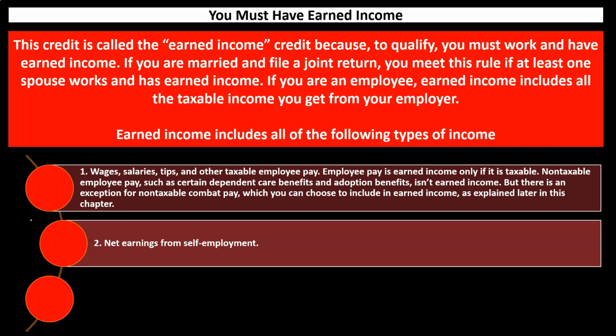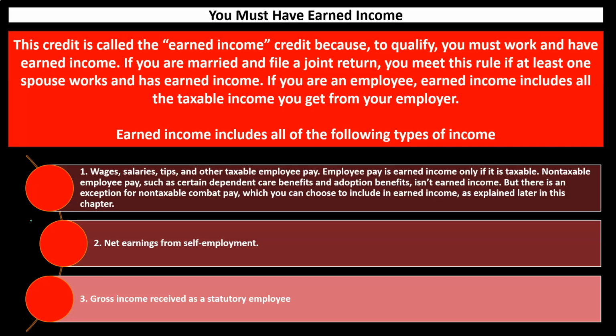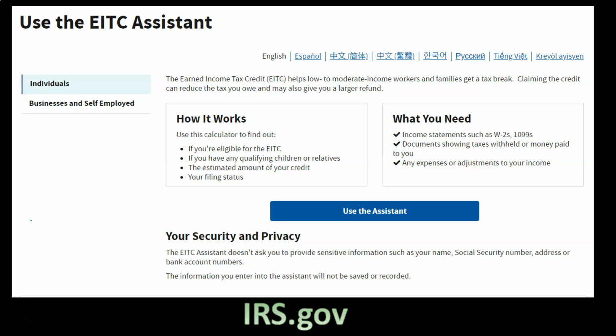So 2, net earnings from self-employment. So if you have a Schedule C type of business, then you're paying basically self-employment tax. So that's, they should give you earned income on that as well. So that would typically be earned income. 3, gross income received as a statutory employee.